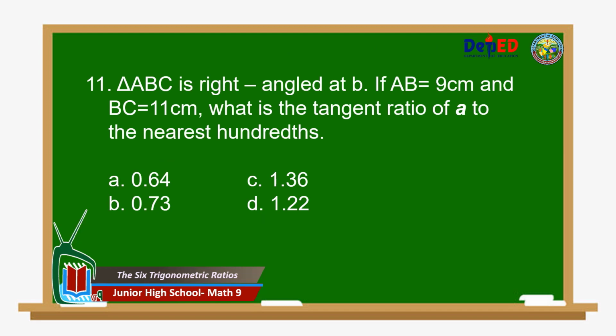Number 11. Triangle ABC is right-angled at B. If AB is equal to 9 centimeters and BC is equal to 11 centimeters, what is the tangent ratio of A to the nearest hundredths? A. 0.64. B. 0.73. C. 1.36. And D. 1.22.